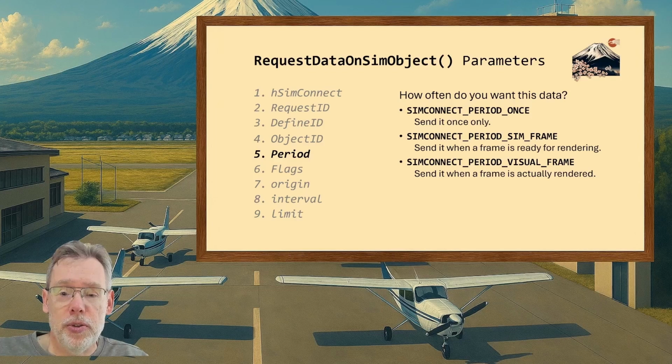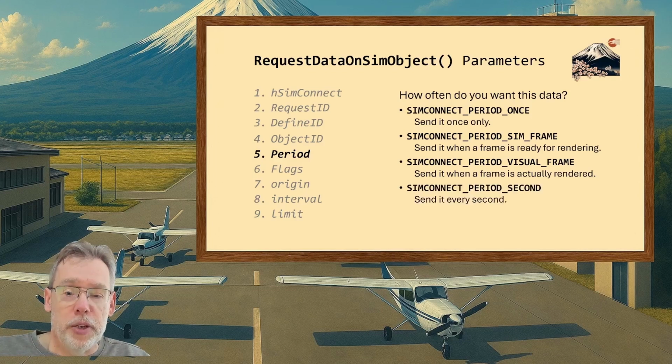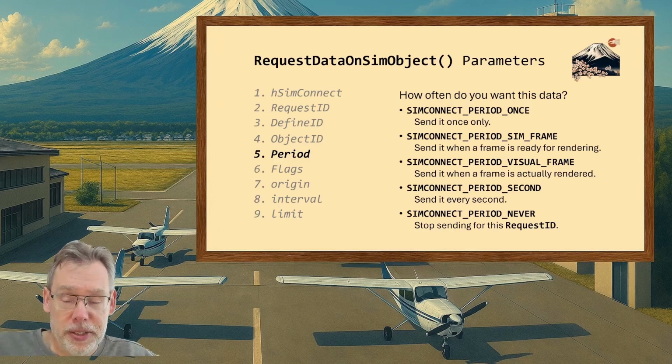This is the value that is most often referred to when you talk about frames per second. And of course, there's also a very simple one which says every second. Now, the last one might sound strange, which is never, but this is of course the way to tell it to stop sending you the data.